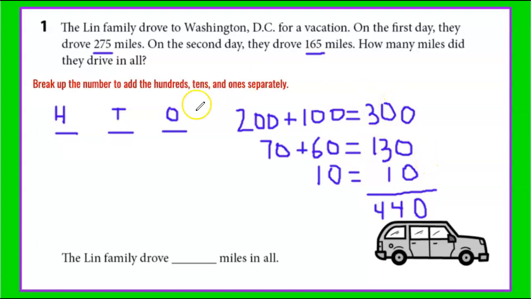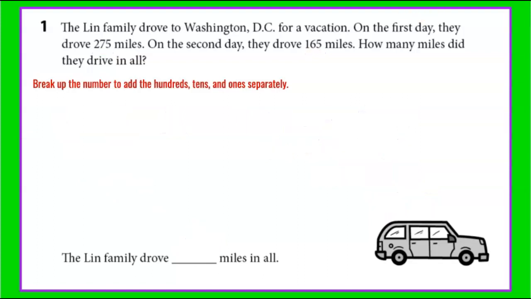So different strategy, same answer of 440 miles. So now let's have a look at our third strategy. Now our third strategy is one we use quite a bit in second grade. We're using an open number line. So I'm going to start right away just by drawing my open number line.